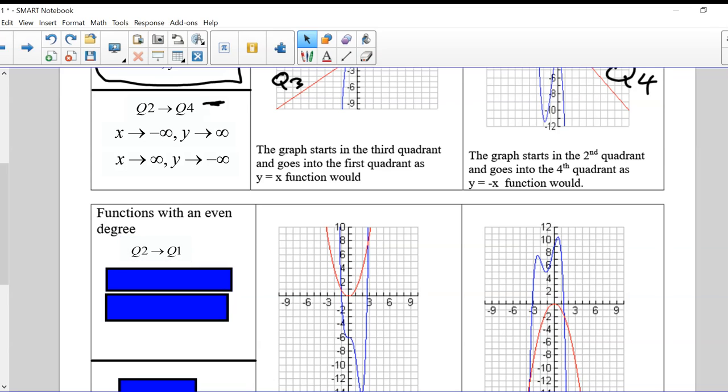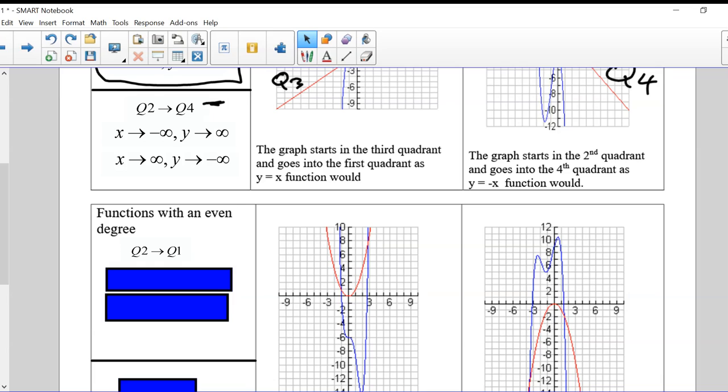By the way, the blue line is a quartic function, which has the same characteristics as the quadratic function. It goes from Q2 to Q1 because it's quartic, so that's an even degree, and because it has a positive lead coefficient. So there you go.